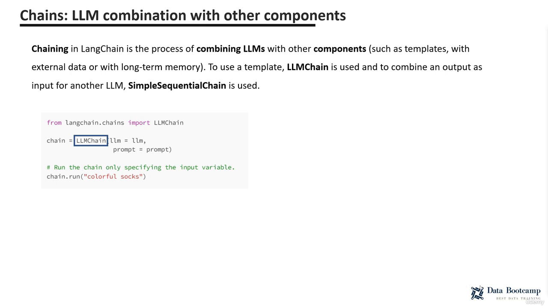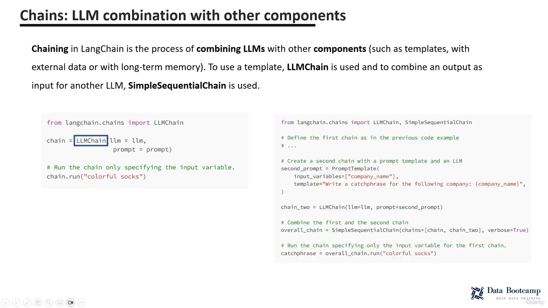To achieve this, we can use the LLMChain function in LangChain, which is the function we see here. In this case, it is a simple chaining where we are only specifying the input variables to relate a prompt to those input variables. If we want to create a more complex chaining process, we can use the SimpleSequentialChain function.